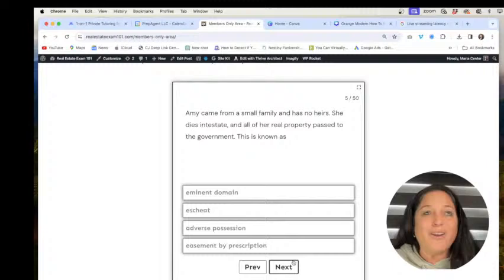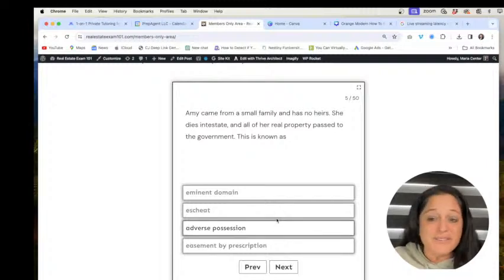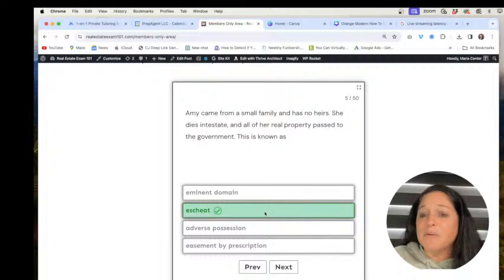Now, just because I died intestate doesn't mean the government's going to come and snatch up all my property right away and take it from my estate. No, obviously not, right? They're going to look around using the laws of descent and try to find out if I have any living heirs. But here, Amy has nobody. She's the last in her family. No one else is alive. She has no heirs. So the government would eventually take her stuff through escheat.